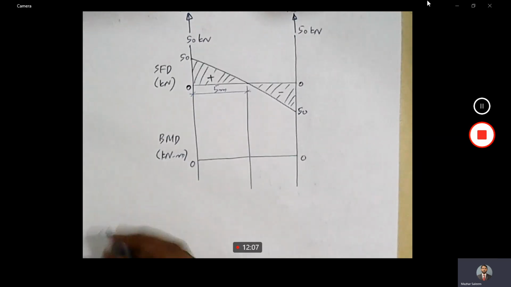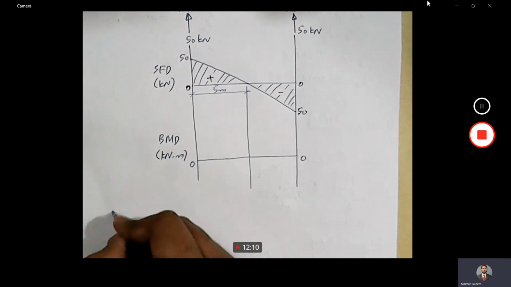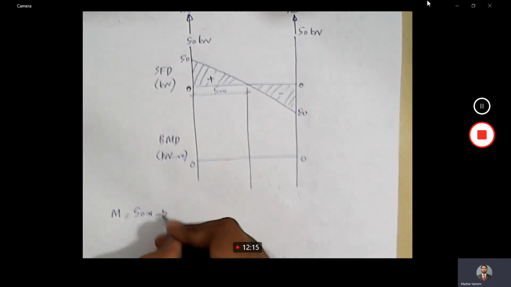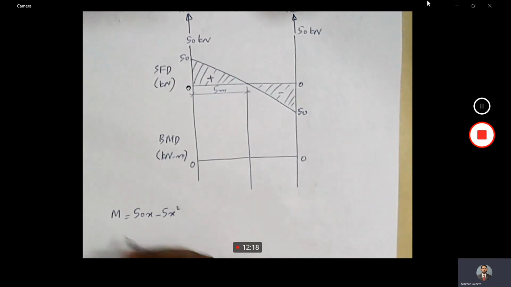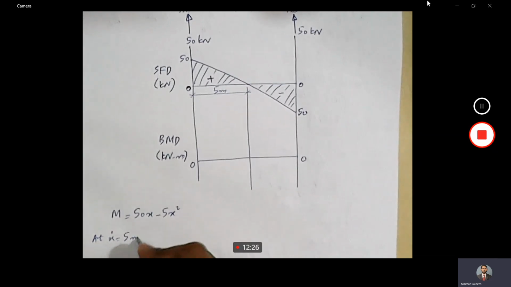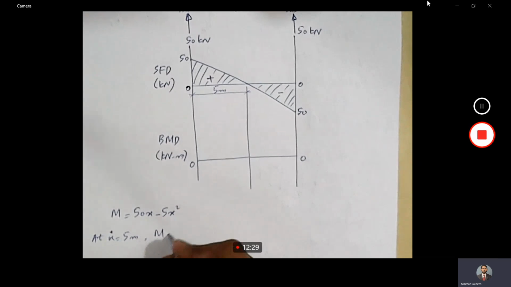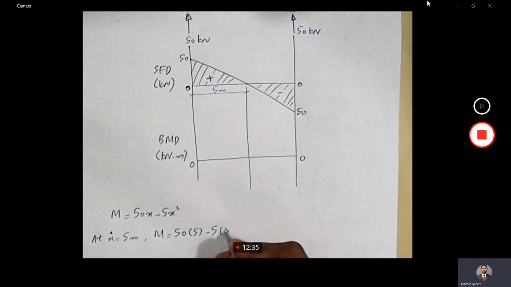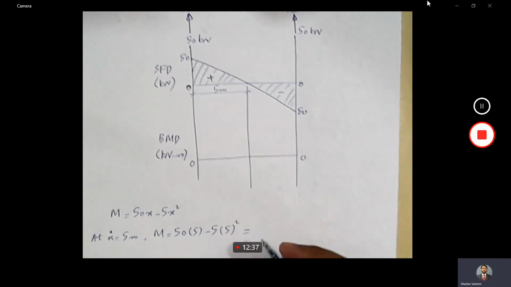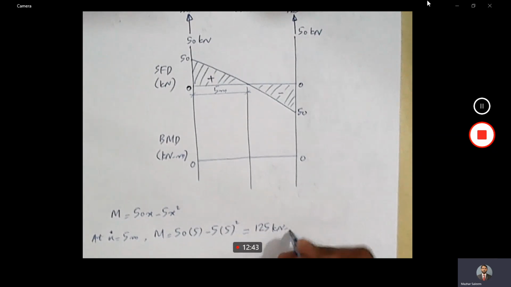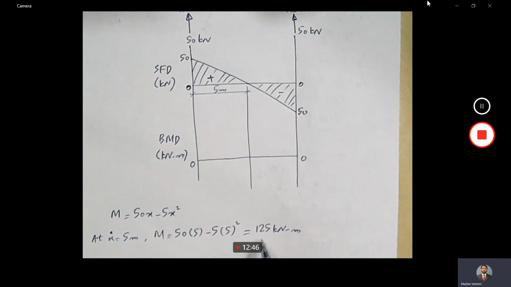If I write it down here, the expression for bending moment M was 50x minus 5x square. Okay, and so at X equal to 5 meters, M is equal to 50 into 5 minus 5 into 5 square. And if we solve that, what do we get? We get 125 kilonewton meter. So the value is 125 kilonewton meter.